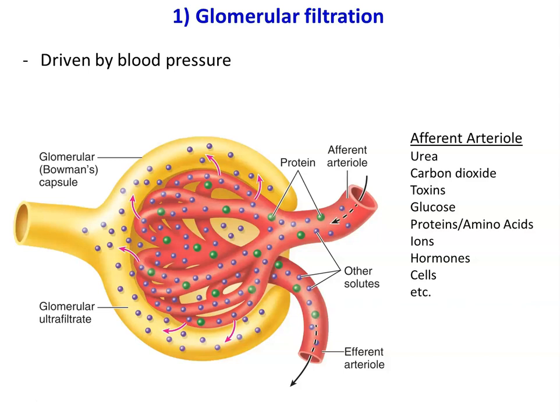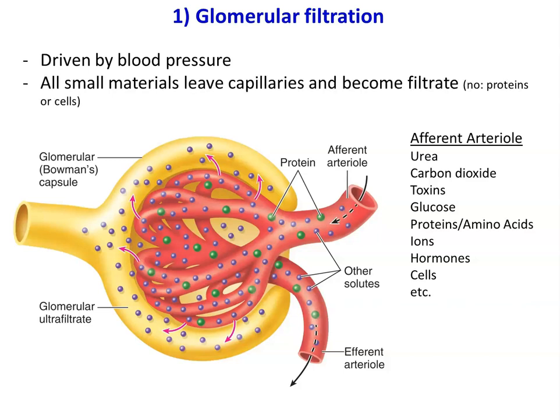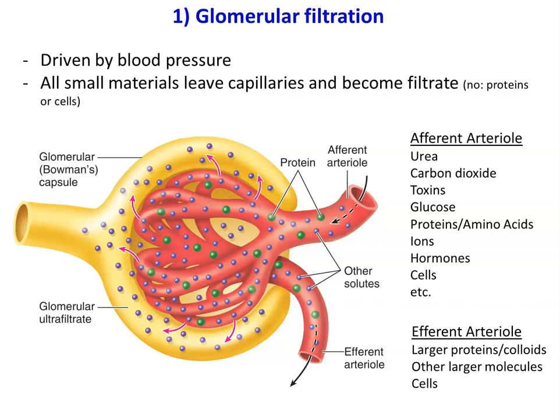And there's no way to differentially filter small waste products and small nutrient products. What determines what gets filtered is size. And if you're small enough to fit between the tiny spaces between the endothelial cells, out you go into the Bowman's capsule. So what happens then is that results in a higher concentration of larger proteins or colloids traveling in the efferent arteriole because they're too big to be filtered, which will then play a big role in colloidal osmotic pressure, which I will discuss in a little bit.